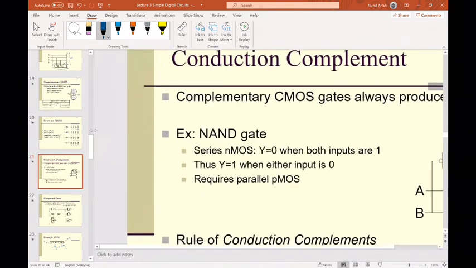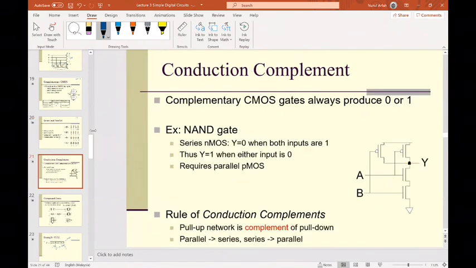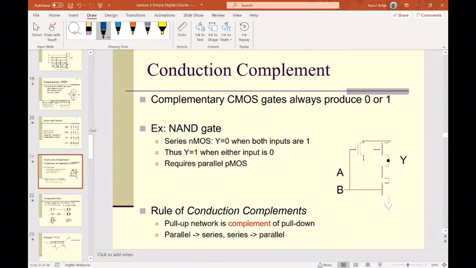Okay, for conduction complement. This is a complementary of CMOS gates that always produce 0 or 1. It's like our previous example, like the inverter. It's either 0 or 1. So for any CMOS circuit, it should be complementary of PMOS and NMOS. So for this part, this is NMOS. And this part is a PMOS. Let's say our condition here for the 2-input NAND gate. Why 2? Because we have an A and B input. A and B input supply to this NAND gate. Okay, NAND gate.